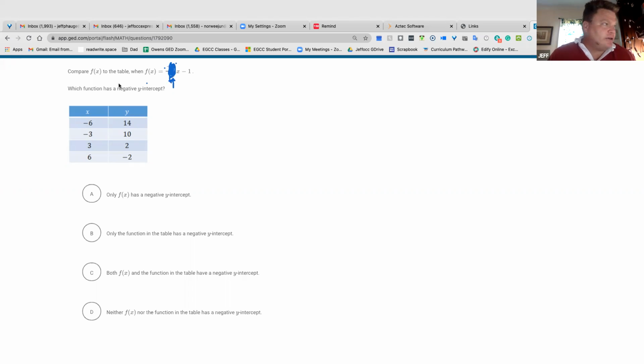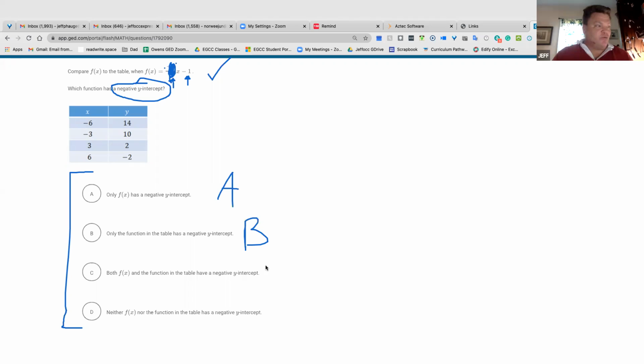All they're asking about is which one has a negative y-intercept. Well, that's this number. That's a -1. So, yep, it does. So if we look at our 4 choices, whenever they do this compare stuff, the 4 choices are going to be: choice A has a negative y-intercept, choice B has a negative y-intercept, both, and neither. It'll always be the same.